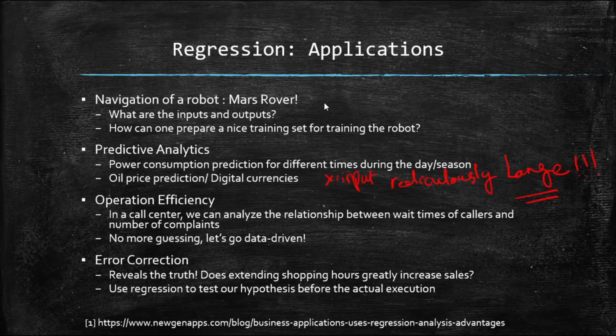Now, the next one is the operation efficiency, right? So let's say in a call center, if you want to measure how efficient the operation of your staff is, you can analyze the relationship between the waiting times of the callers and the number of complaints. Depending on the model that you fit into your data, you can figure out whether there is a relationship or not.